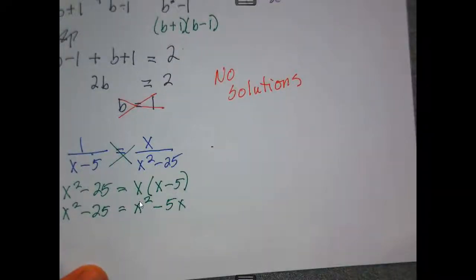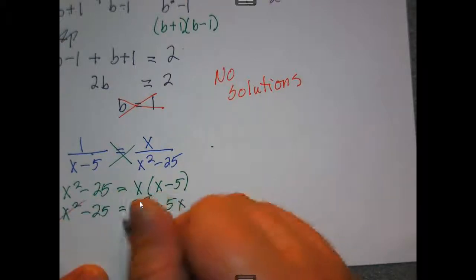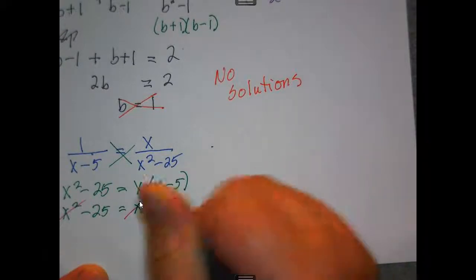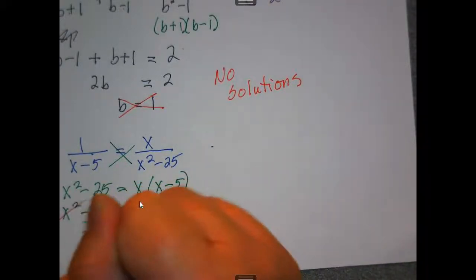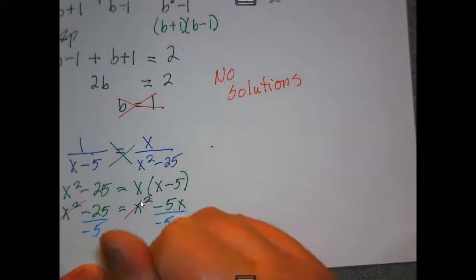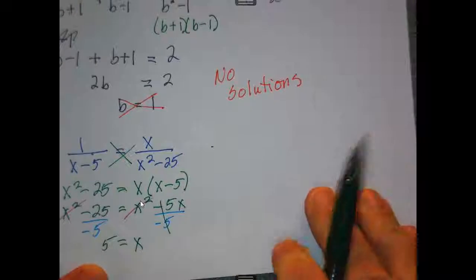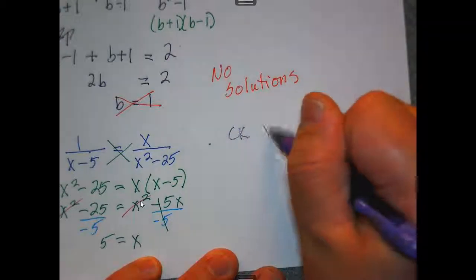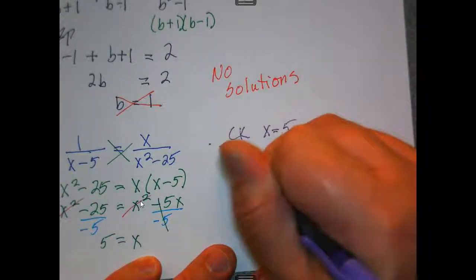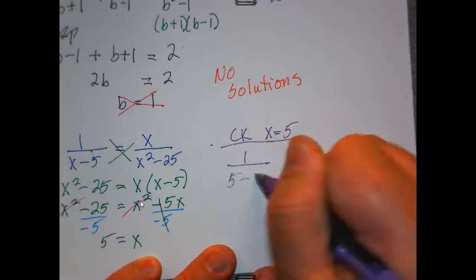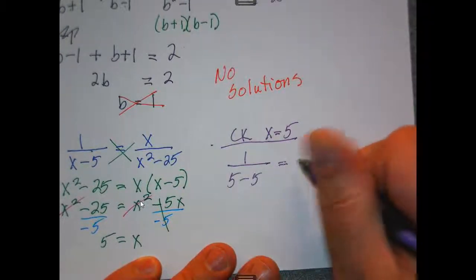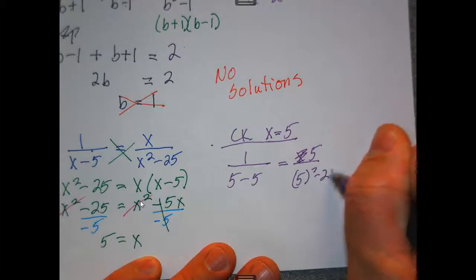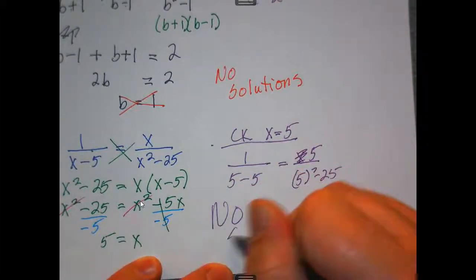Got to get a 0 on one side. So the x squares cancel, right? Divide both sides by negative 5. So 5 equals x. Check. x equals 5. What's going to happen? You got another 0, right? In fact, it's all zeros, right? No solution.